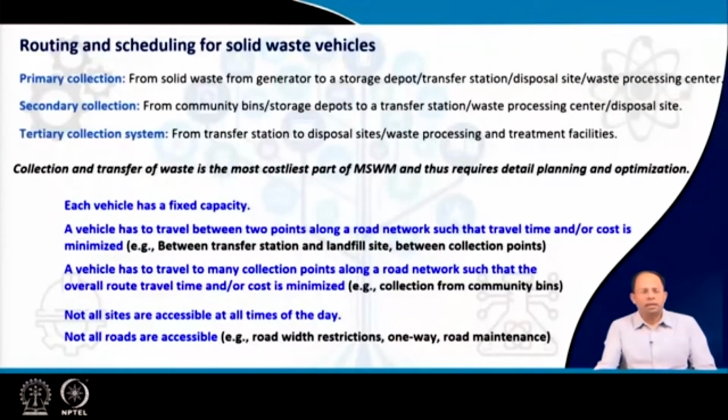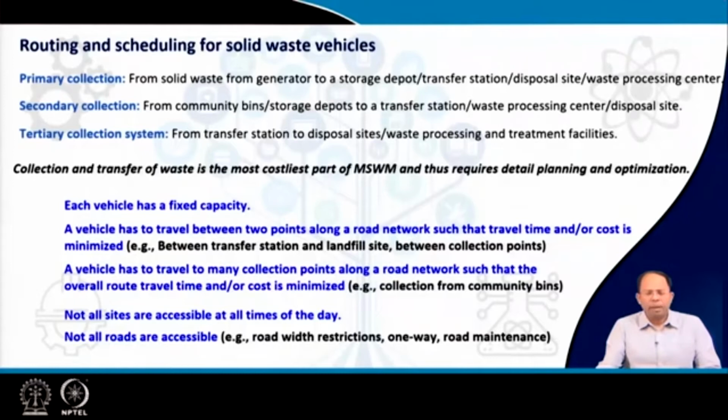So, as we have learnt earlier, there are three types of collection system that we usually deal with during solid waste collection and transfer. That is primary collection, secondary collection, and tertiary collection. Now, in primary collection, we are collecting waste from the different generators directly and taking it to a storage depot. For example, residential household level waste is usually collected using door-to-door operation and then transferred to a storage depot. And from the storage depot, usually we use a larger vehicle, which is a secondary collection, and we transfer that waste to a transfer station or directly to a disposal site or a processing center.